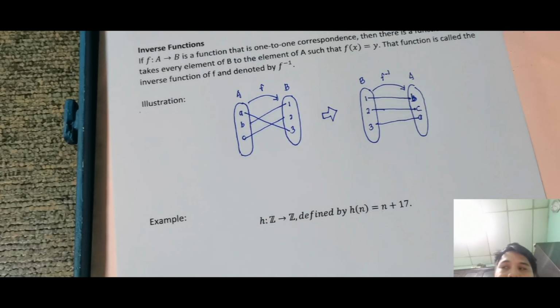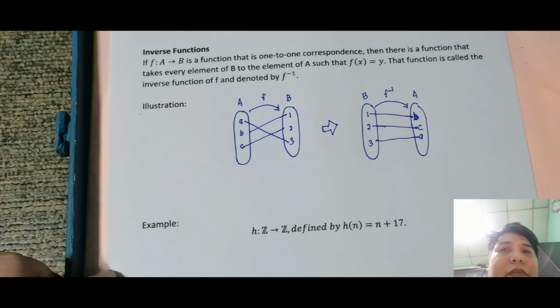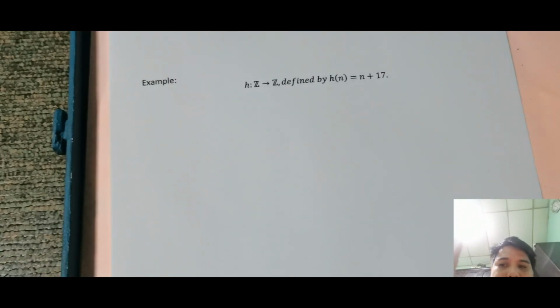Ngayon, let's have example. Para mapabilis ang video, since sa next video is all about proving pa rin ng function, dito ang gagawin ko, pumayag ka na siya ay bijective. Let H be a mapping from Z to Z defined by H of n is equal to n plus 17. So, obviously, 1 to 1 siya, kasi kapag ilalagay mo yung x sub 1, x sub 2, makakancel lang yung 17.